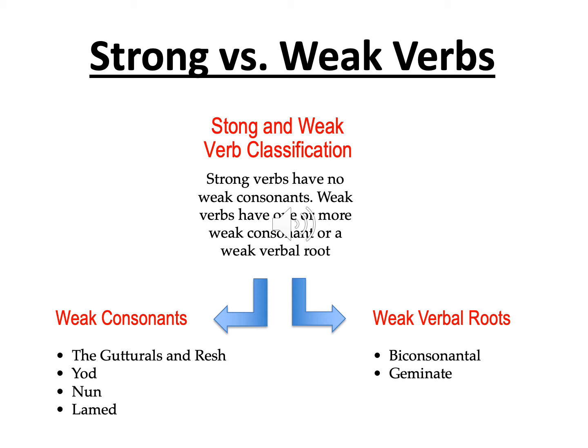A weak verb, either because of the root itself having only two consonants instead of three, or having one consonant that is reproducing itself as in a geminate, or because the consonant itself is weak and will disappear or change, will not remain the same throughout all of its various conjugations and inflections. Instead, the verb will look different at different times, making identification of the root more difficult, but not impossible.